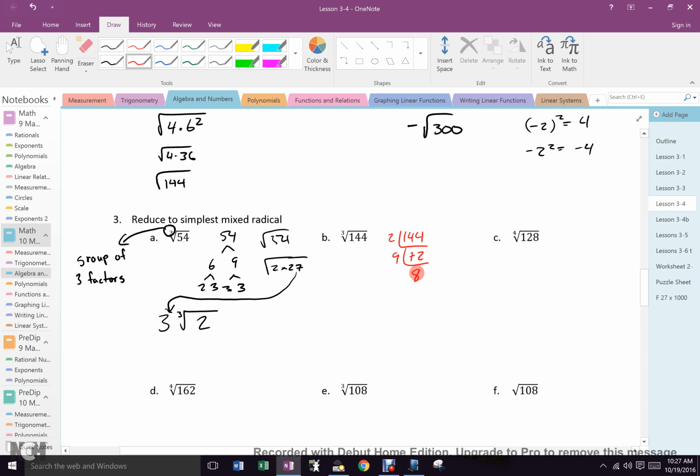So take out the cube root of 8, which is what? 2, cube root. And what did I leave under there? 9 times 2, which is what? 9 times 2. Got all day. 9 times 2. 18. Everybody good?